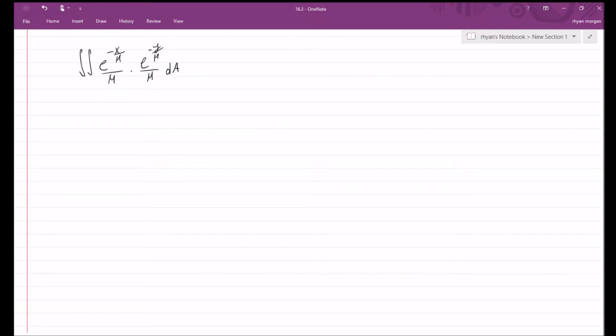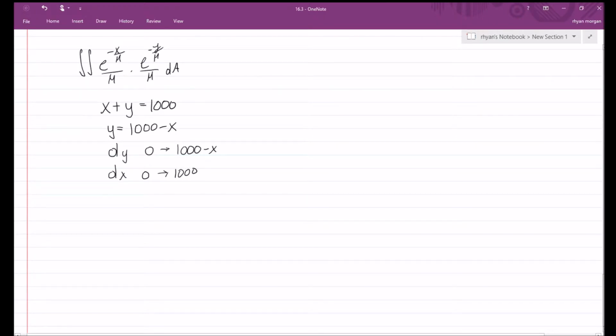Now, since we're trying to find the probability that they both will fail in a matter of 1,000 hours, we have to find the sum of x and y. So the sum of x and y is going to be equal to 1,000 hours. And we can solve for y so that y is equal to 1,000 minus x. So the bounds for dy are from 0 to 1,000 minus x, and the bounds for dx are from 0 to 1,000, because that's the maximum that x can be. So if y is 0, x can go up to 1,000.